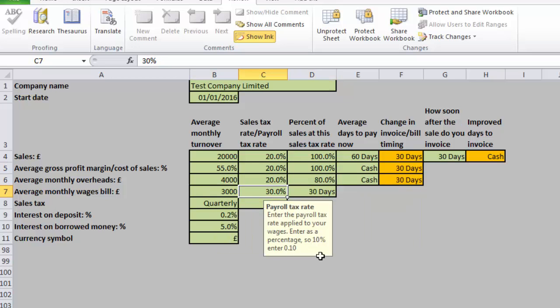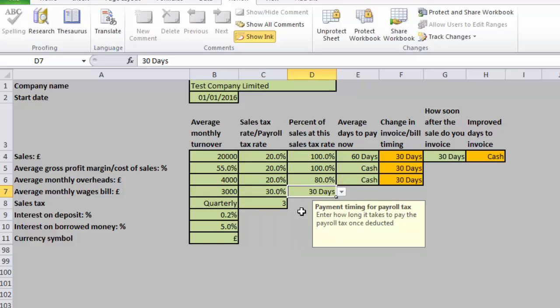On wages, in the UK, we have what's called PAYE, or pay as you earn. From your salaries, you get deducted tax and national insurance, and also on top of your wages bill, you have national insurance added. Now I've kept this simple and just said of the £3,000, so that's your gross figure including employers' national insurance in the UK, or if you have similar in your country, 30% of that represents payroll tax, or in the UK PAYE, pay as you earn.